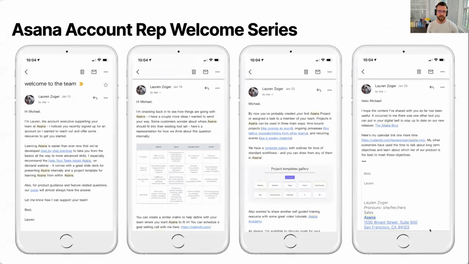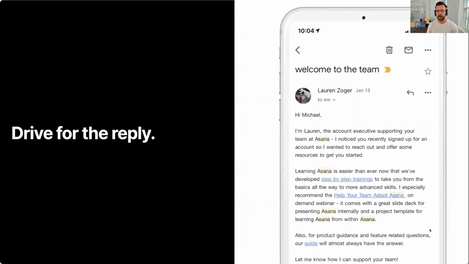Next, let me show you a more B2B example from the team over at Asana. This is the Asana Account Rep Welcome Series. If you're not familiar with Asana, it's a project management platform. When you upgrade your account into some of their premium or business type accounts, you are assigned a real live account rep. And one of the things that they do is kick off a 4-part series that welcomes you as a paying subscriber of their platform. I'm going to dive into one of this 4-part series, but wanted to give you an overview of what these look like. The first part of that series is entitled Welcome to the Team.